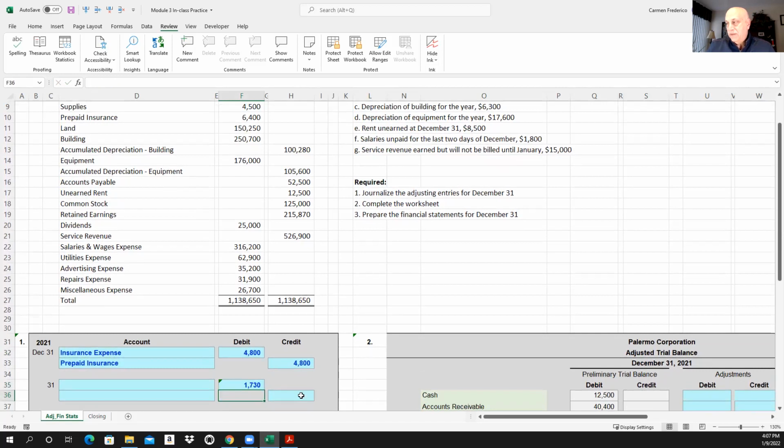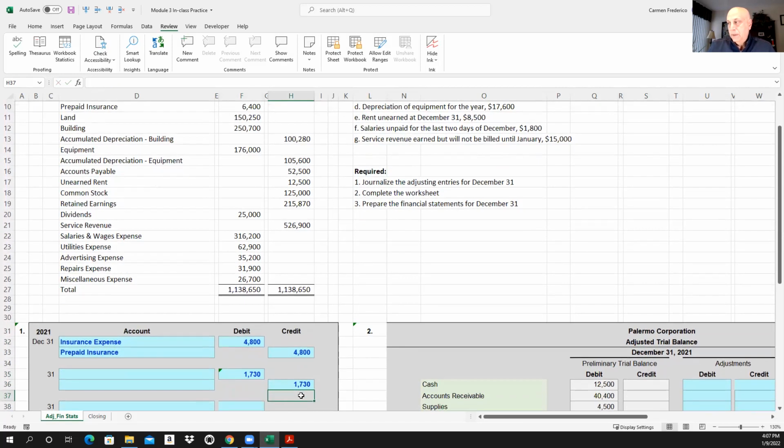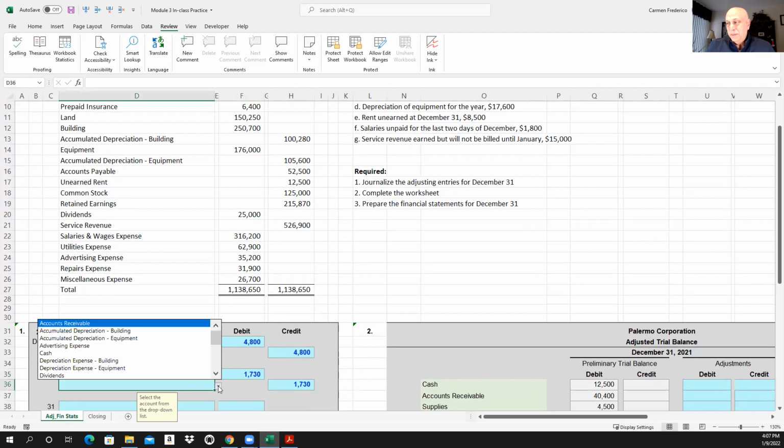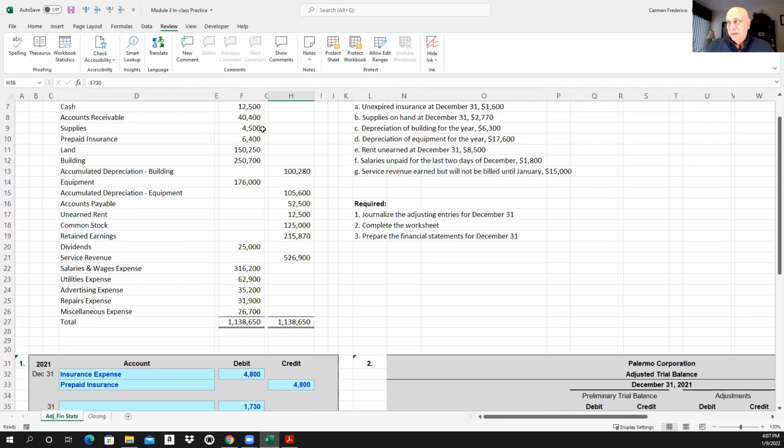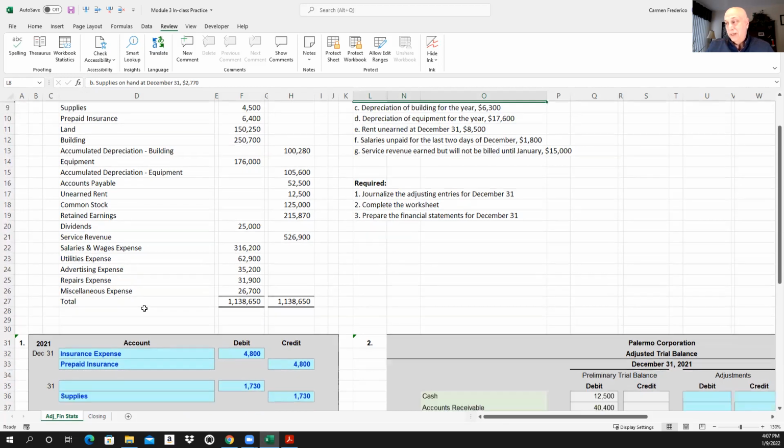We have a difference of $1,730. Okay, $1,730. That's the adjustment. That's the amount of supplies we used up. And as we used up the supplies, we have to show the supplies account going down by $1,730 because we want to write this asset down called supplies by $1,730 so that the on-hand balance will be $2,770 when we get done making this journal entry.